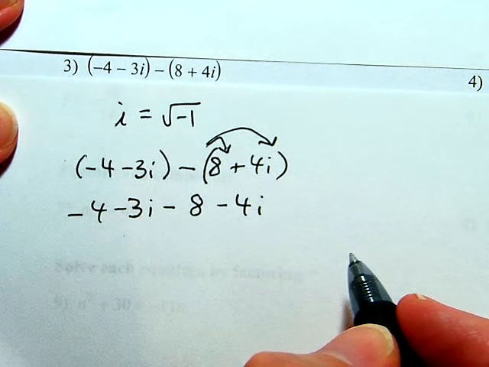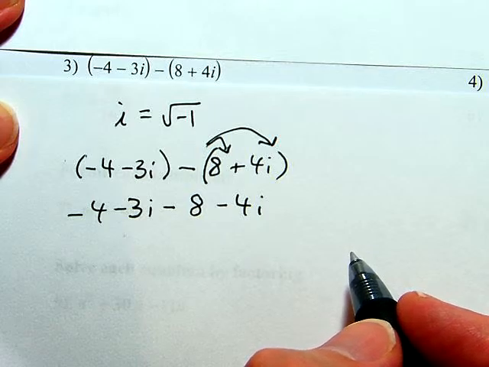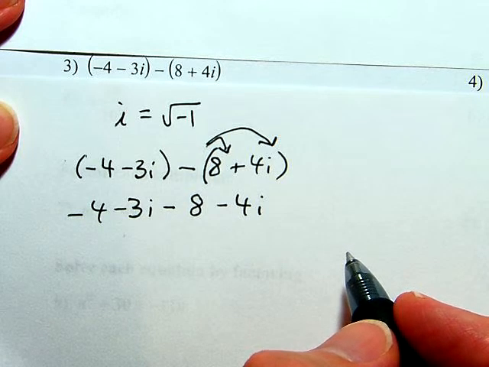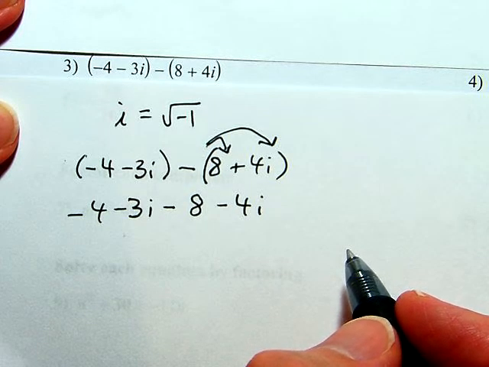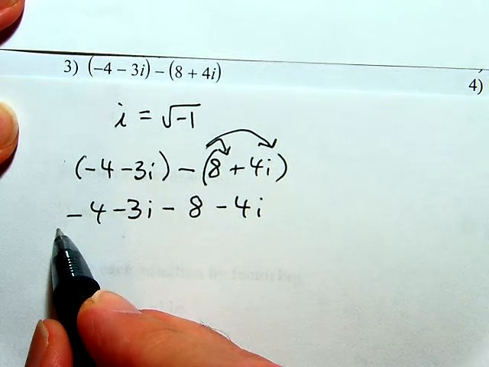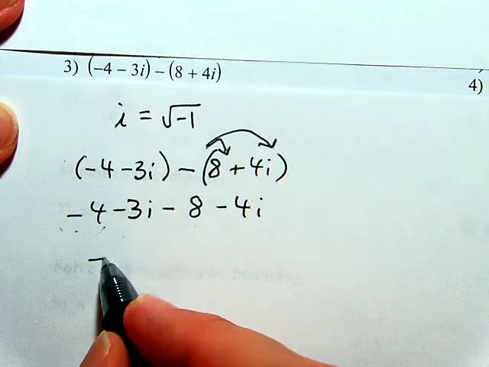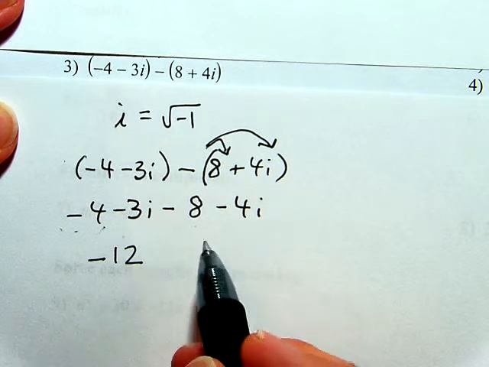In order to do this, we need to combine like terms. Remember, numbers are like terms, and imaginary numbers are like terms. Real numbers and imaginary numbers are separate. So we have to look at our real numbers. We've got a -4 here. We've got a -8 there. That gives us -12. We're done with that part.